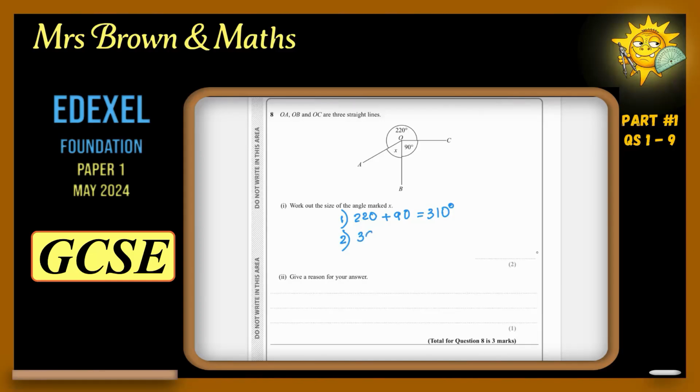Right, we know that angles around the point add to 360 degrees. So 360 take away 310, and the answer for the third angle is 50 degrees. You get your 2 marks because we already have a degree sign. We just write down 50 without the degree sign.